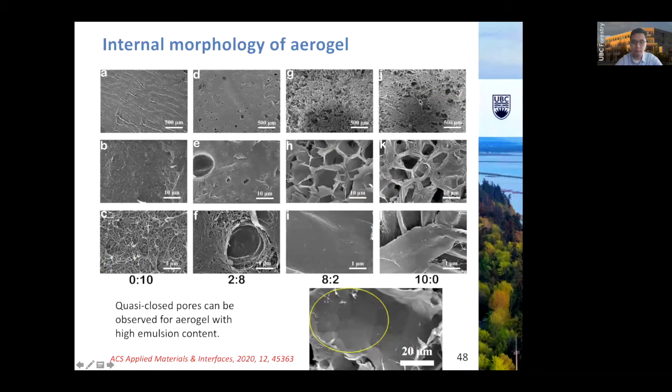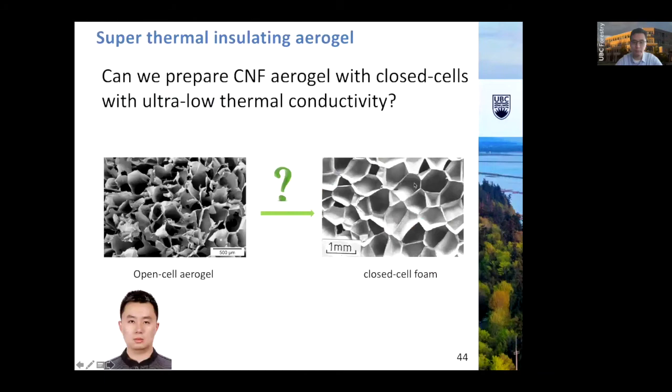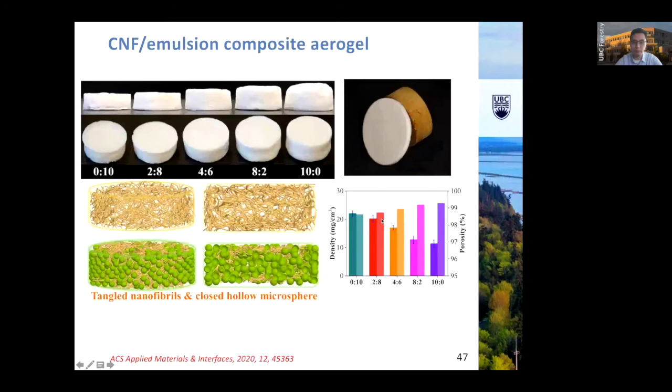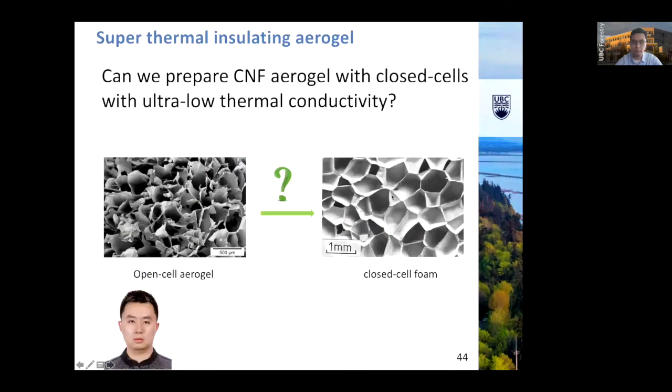And they say 80%, and they say 100%. So you can clearly see it's very similar to what we have for the polyurethane, polystyrene foam, right? Closed cell foam. So it's very similar, but the pore size is much smaller. This is a 10 micrometer scale bar, and this one is usually in the millimeter range.